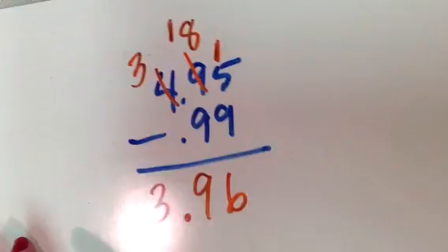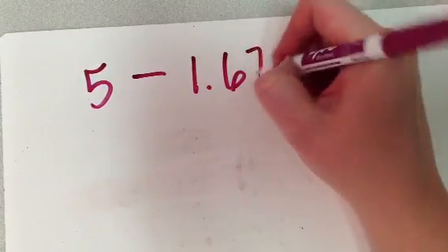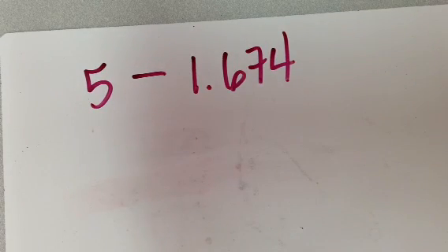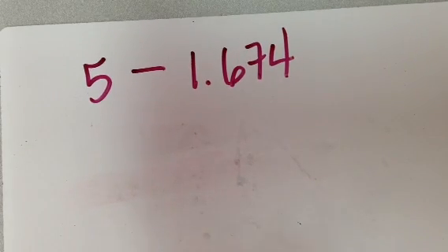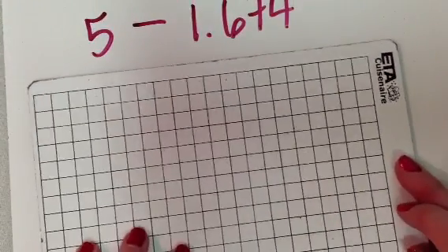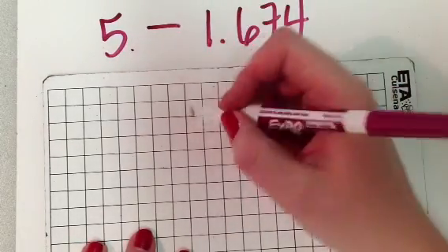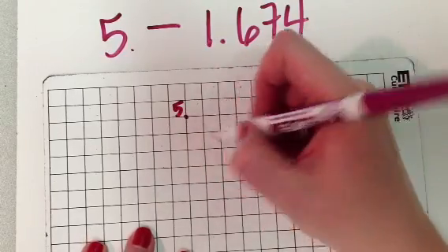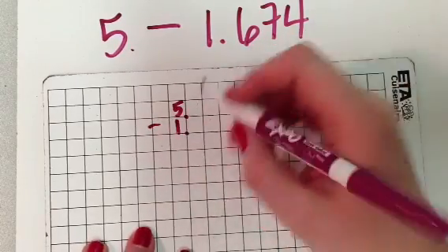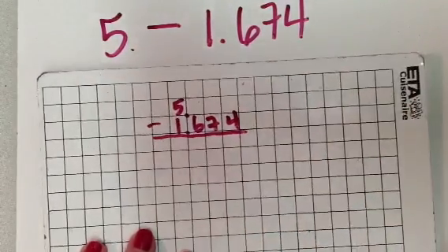Okay, it works the other way too. Let's look at an example. So what if I had 5 and I wanted to subtract 1 and 674 thousandths? This is a spot where I would again recommend using graph paper because you can easily see where everything needs to be. So remember, I've got to line up my decimal points. This guy doesn't have a decimal point, so I have to assume it's in the little intersection right behind it. Subtracting 1.674.